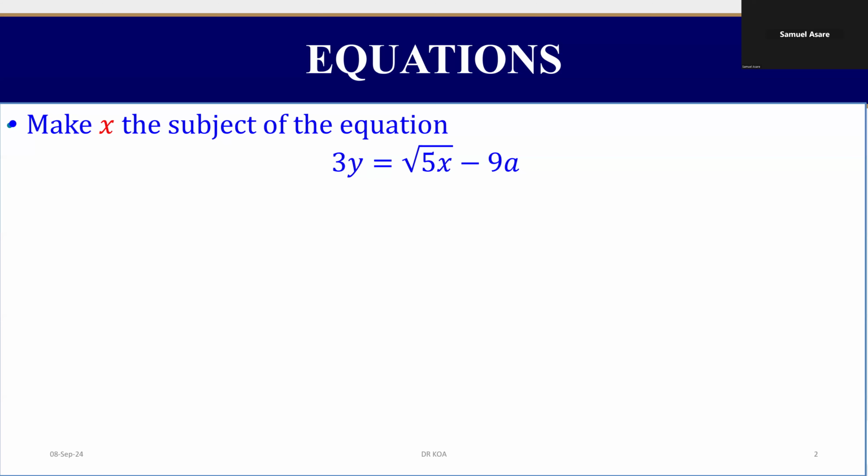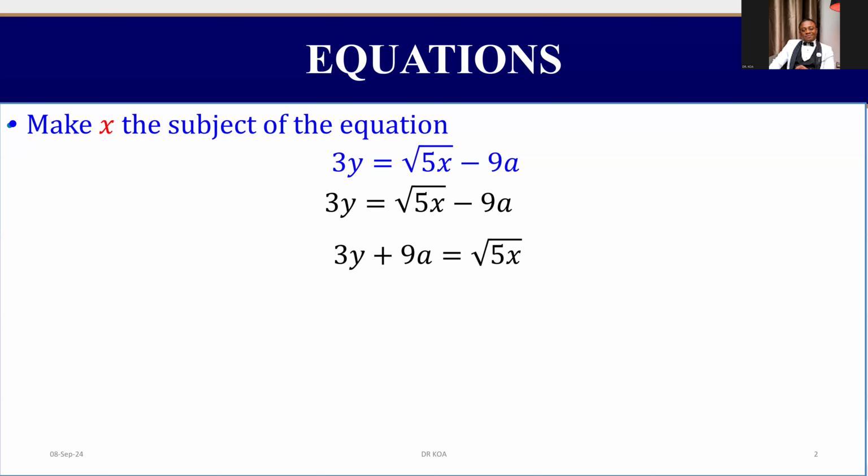The first thing to do is to move everything away by taking the minus 9a to the left-hand side, leaving the square root of 5x. When that is done, the next thing you want to do is to square both sides. Because the x is in the square root, you got to take the square. Opposite of square root is square.